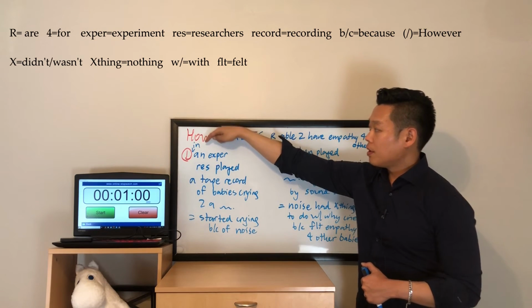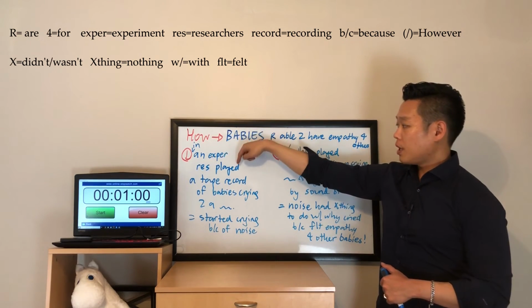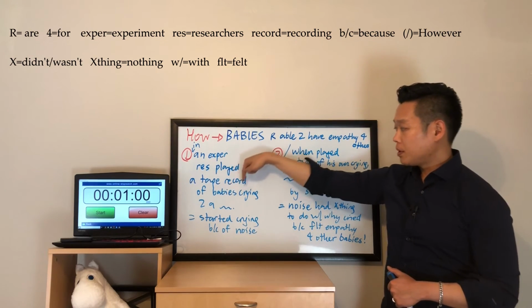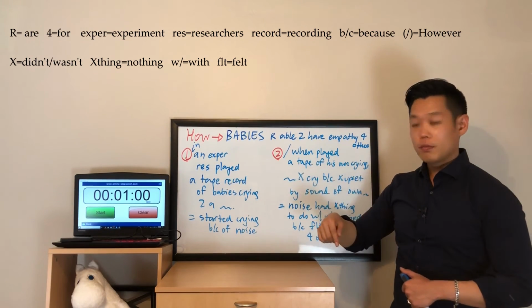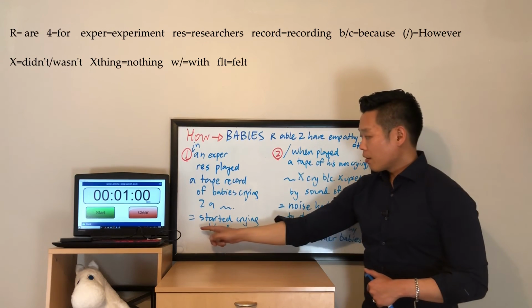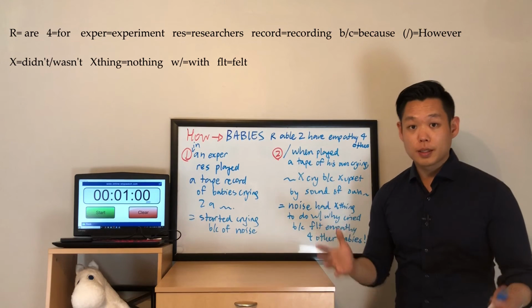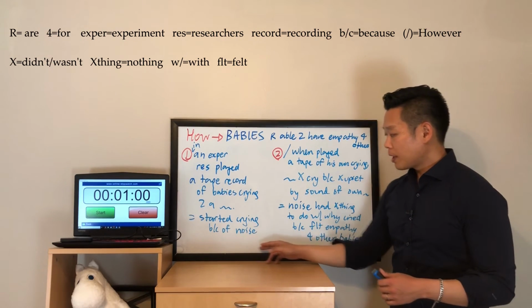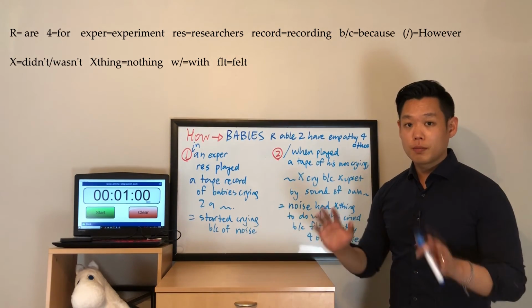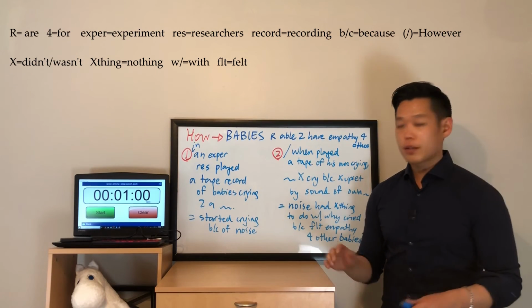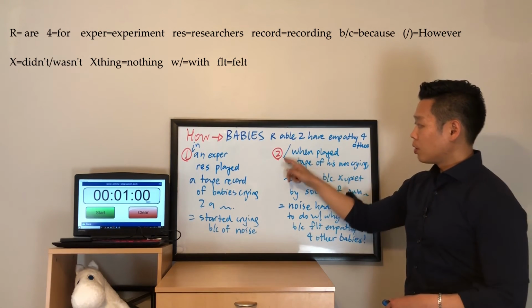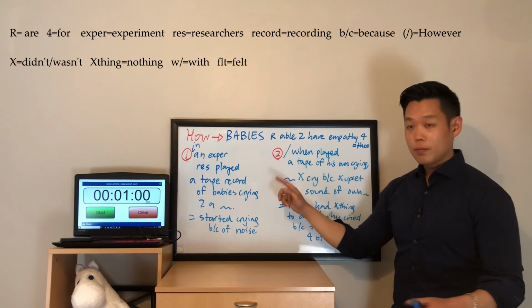To begin with, in an experiment, researchers played a tape recording of babies crying to another baby, or to a baby. Therefore, this baby started crying because of the noise, which was not surprising. The "which was not surprising" is not written down here, so it's something that's optional. You don't have to mention that. However, in this situation, we're going to ignore "furthermore."